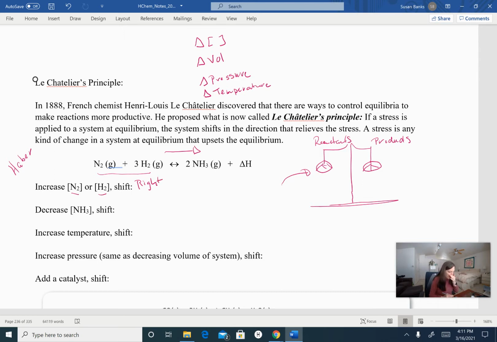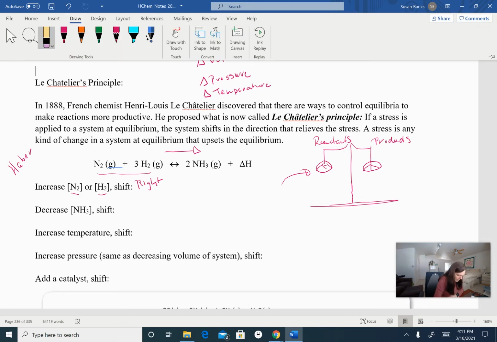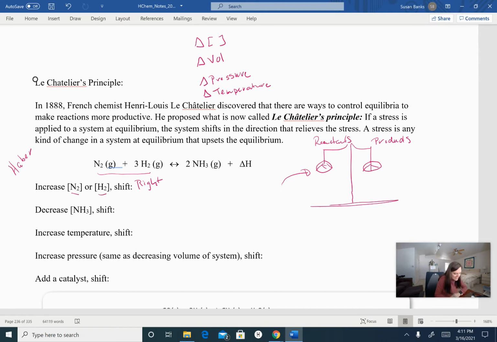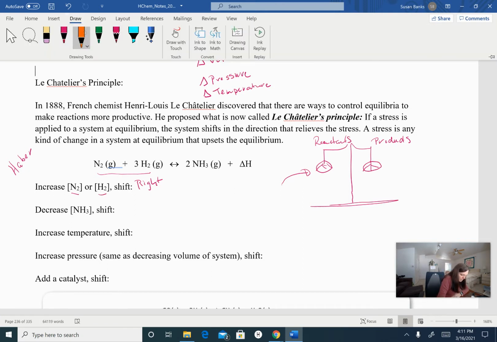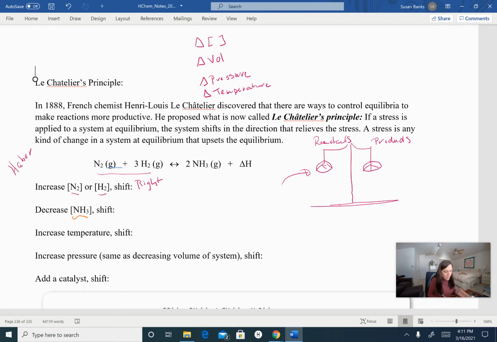Okay. All right. Let's look at the next one. So if I decrease, so I'm taking ammonia out of the process, boom, gone. Doesn't that make the product side really, really light? That product side's going to go way up. So that means that I've got to make more products for it to get heavier to balance out the reactants that I have. So once again, I'm going to shift to the right to make more products.